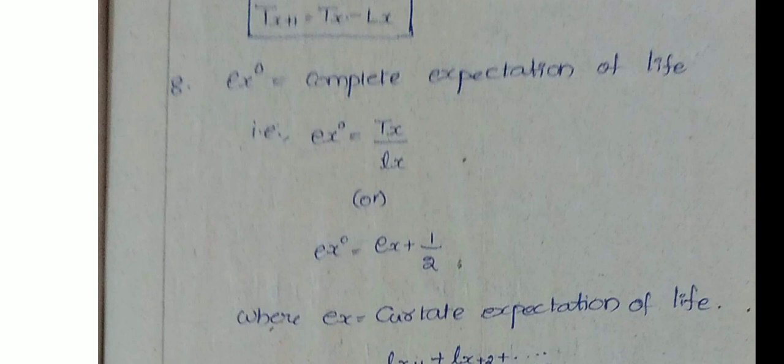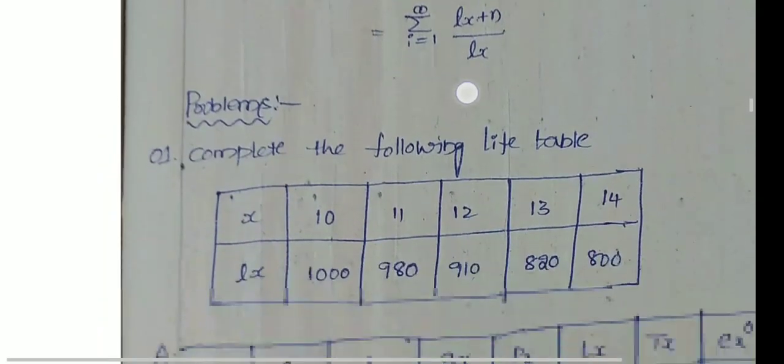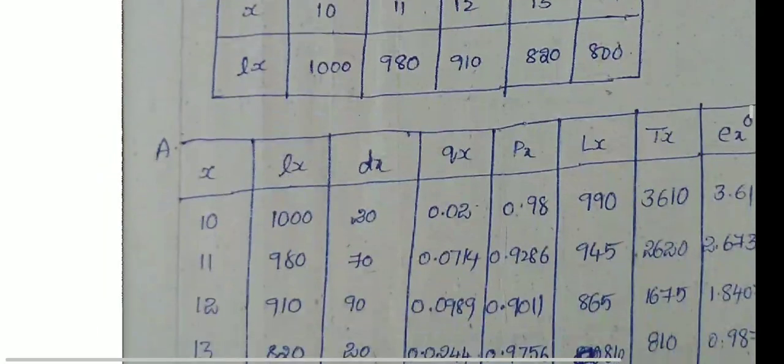ex power 0 is the complete expectation of life. The formula is ex power 0 is equal to Tx by lx. Or ex, where ex is the curtate expectation of life, and the formula is lx plus 1 plus lx plus 2 plus and so on, by small lx. We can write summation lx plus n by lx. And here is the problem, and we can solve this problem.